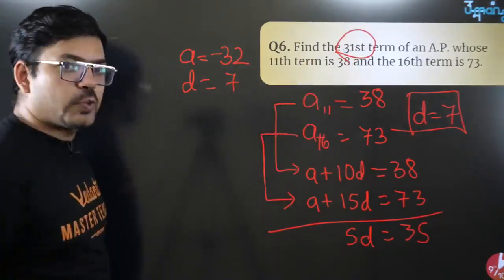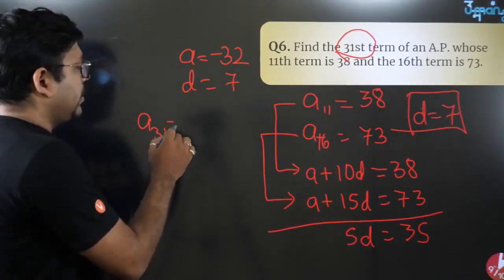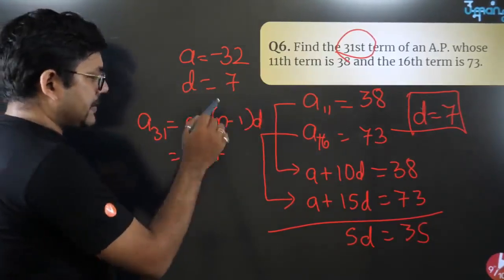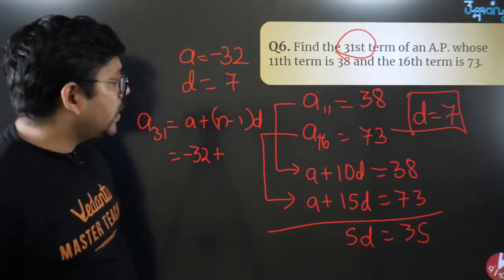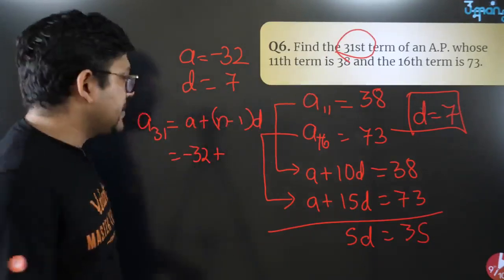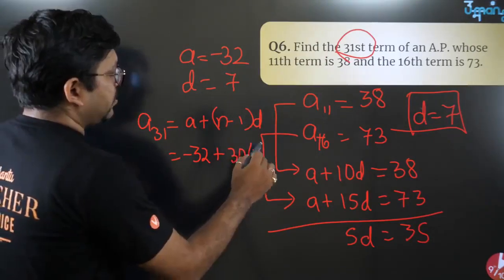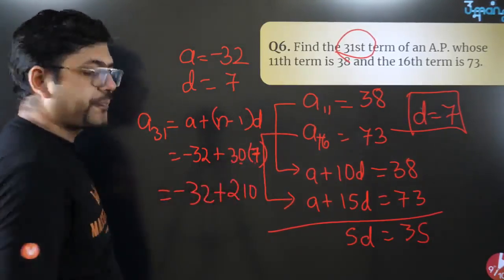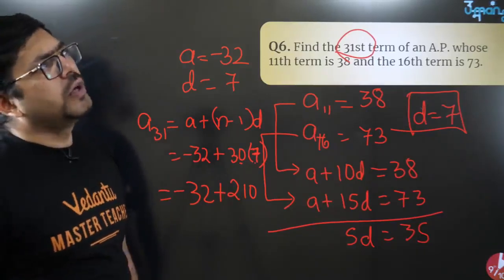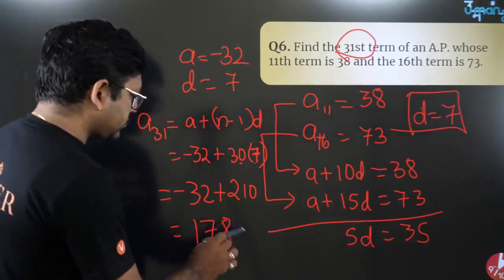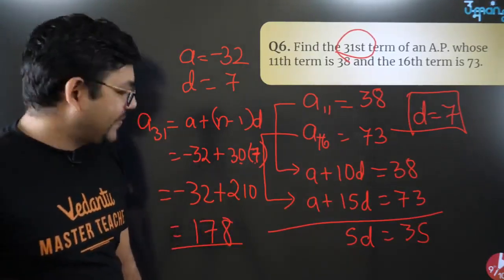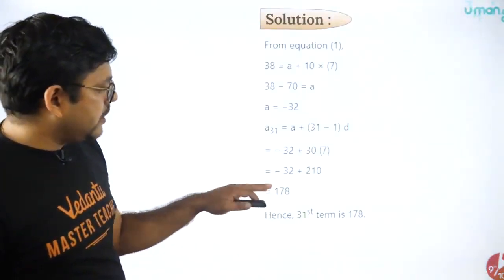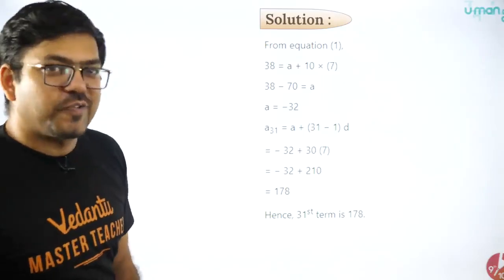We can find the 31st term as well. So how would we find a31? That is a plus n minus 1 into d. So a is minus 32 plus n minus 1, which for the 31st term is 31 minus 1, that is 30, into d, common difference 7. So this is minus 32 plus 30 into 7. That is 210, and 210 minus 32 should be 178. That would be the answer. So d is 7, a is minus 32, and the final answer is 178. This is what we had to find.